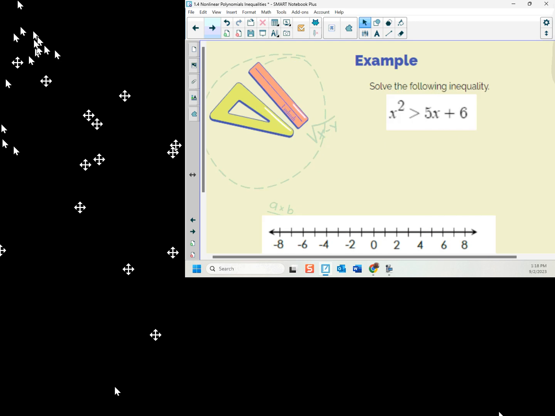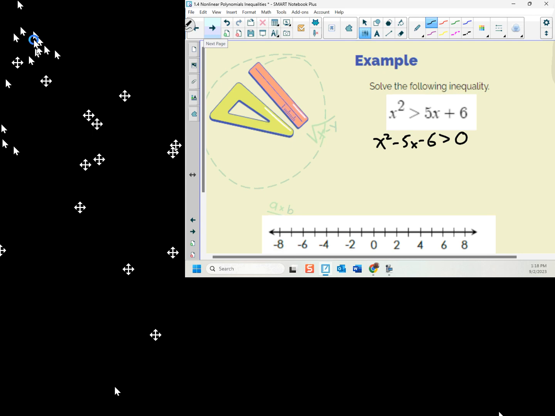We have, again, x squared is greater than 5x plus 6. In this case, I'm going to go ahead and move the 5x plus 6. I'm going to subtract them from both sides. And that makes x squared minus 5x minus 6 greater than 0.